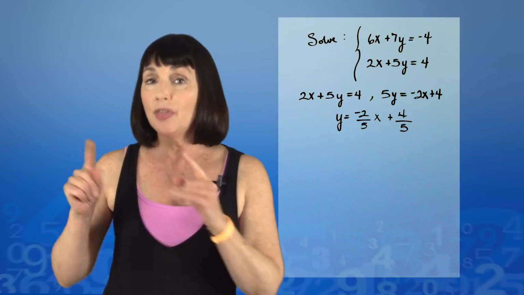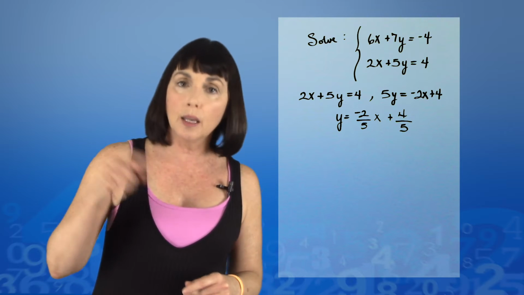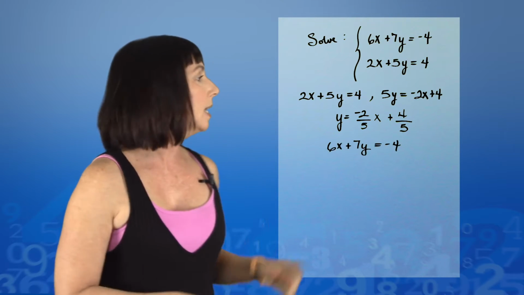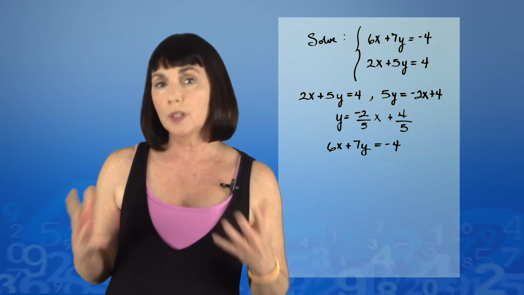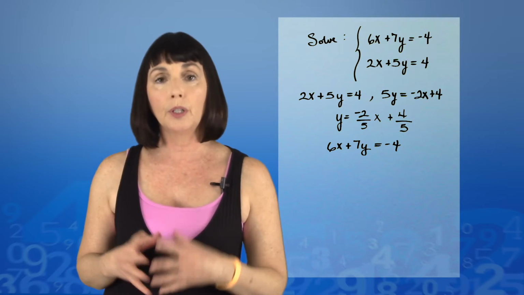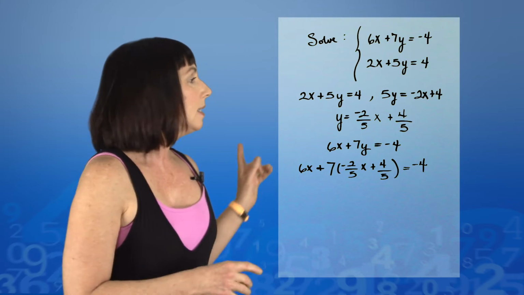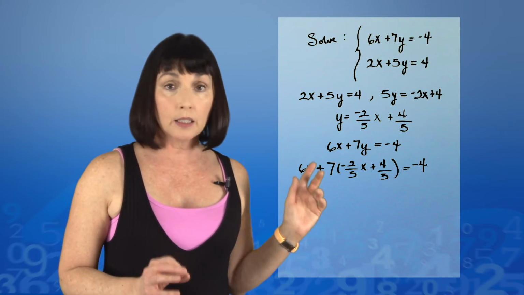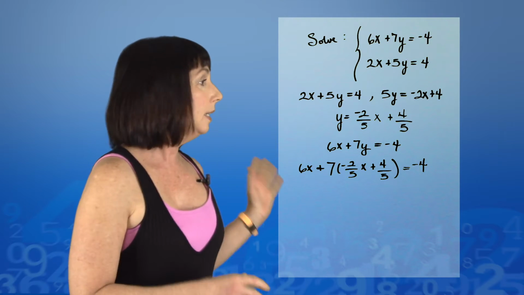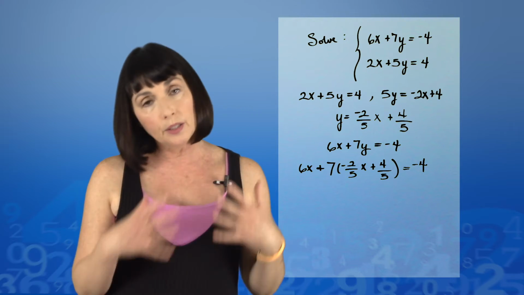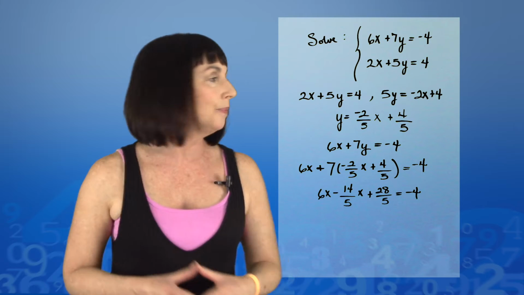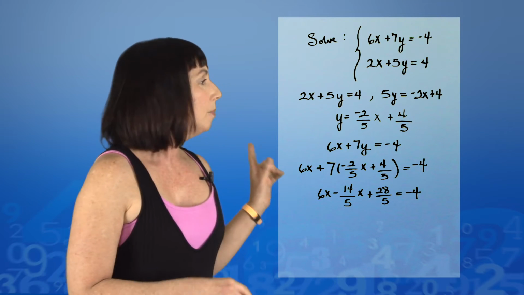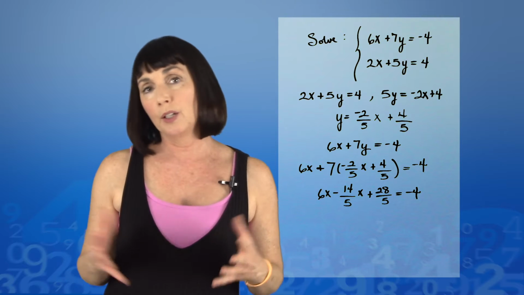Now I'm going to take that expression for y and substitute it into my first equation. My first equation is 6x + 7y = -4. Substituting for y, I get 6x + 7 times the quantity -2/5 x + 4/5 equals -4. Distributing through, I get 6x - 14/5 x + 28/5 = -4.